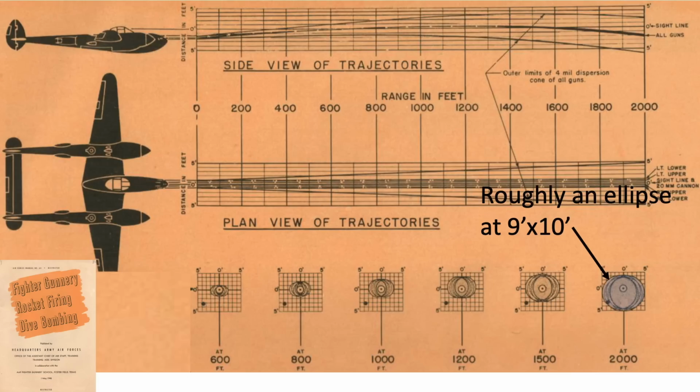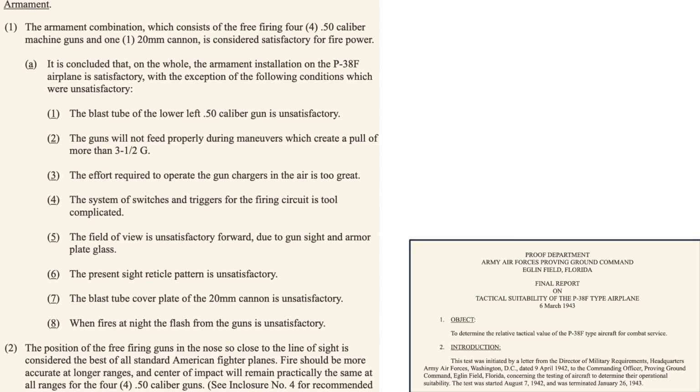strike areas. The Army Air Force's Proving Ground evaluated and provided results of a study comparing the P-38's performance to other current generation fighters, as shown in this 1943 document titled Final Report on Tactical Suitability of the P-38 F-Type Airplane. The results of the armaments evaluation included nose-mounted guns aligned close to the gun sight is a superior gun armament to any U.S. fighter.